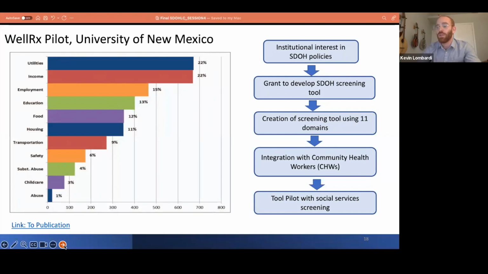What they found was what many of you may have found in your own efforts, that no single tool met their criteria and also captured the SDH concerns that were important to their community. Existing tools were either too lengthy, narrowly focused, or population specific.